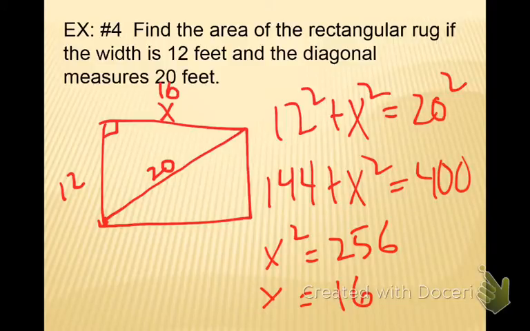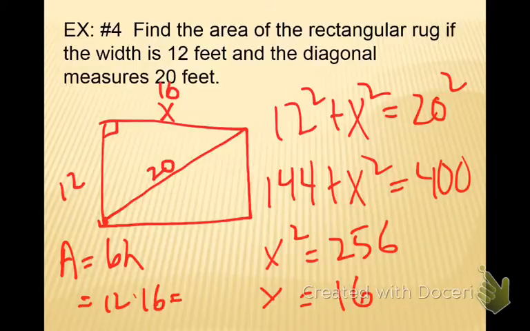Okay, so how are we going to find the area, Taylor? How would we find the area? Area equals what? Okay, base times height. What's my base and height? 12 and 16. 12 times 16. Right, so that's going to be what, 192? 192 feet squared should be the area.